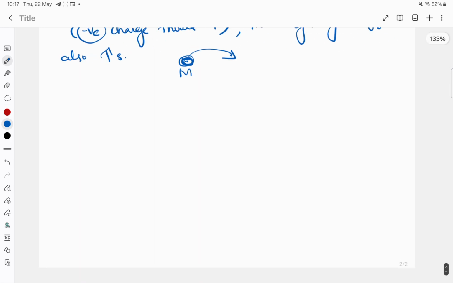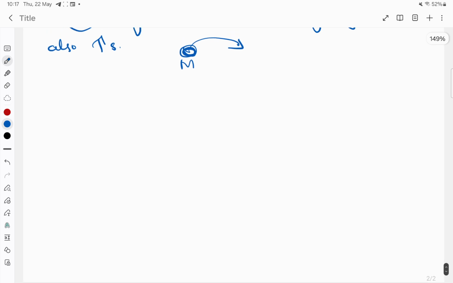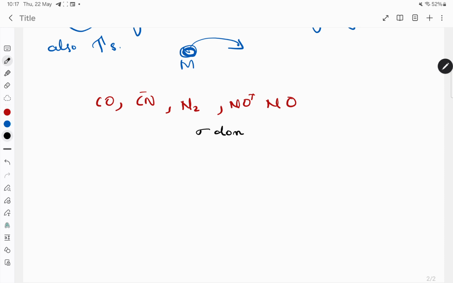Now some examples of non-classical ligands are CO, CN minus, N2, NO plus, NO. These can act as sigma donors, meaning the ligand gives the electron pair to the metal through sigma bonding. So these are sigma donors, and pi acceptors, meaning they accept electrons into the pi star. So they are pi acceptors.